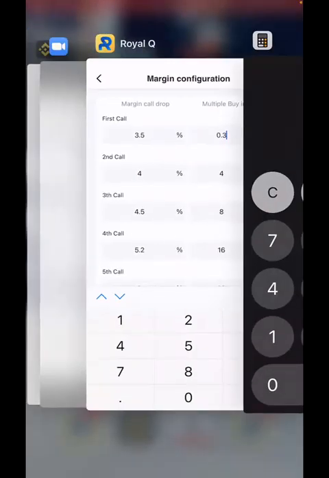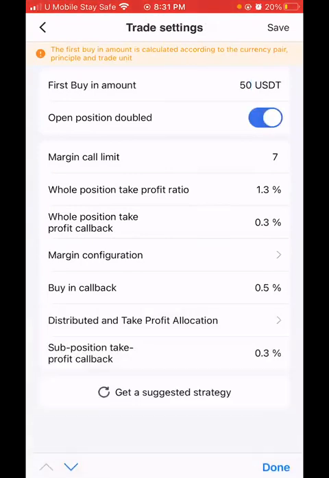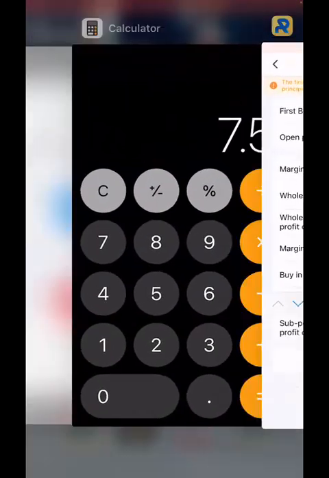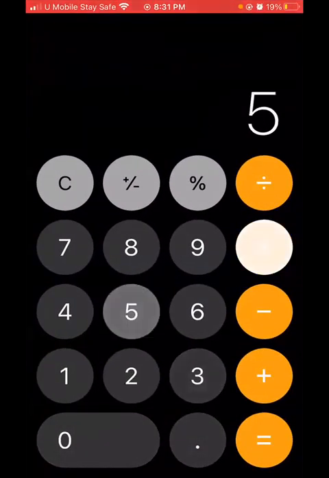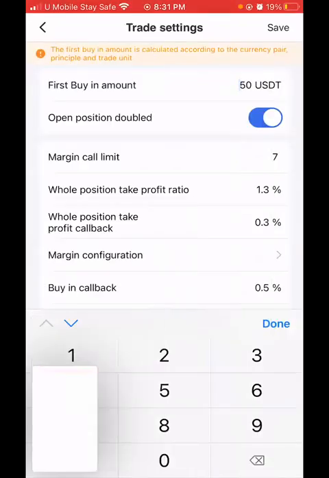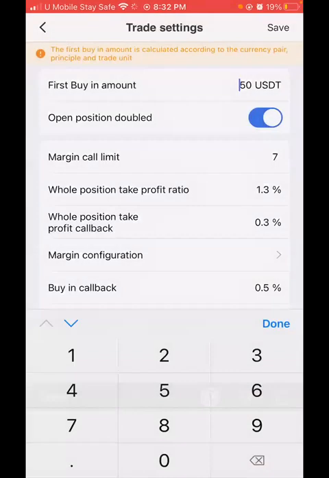Okay. So now, if we open position double, whereby this place is 50, what do you think is going to happen? Because once you open this position double, it means this 25 that is here now becomes 50. What's going to happen? It means 0.3 times 50. Did you see? It doubles it. So that is what it means to open this position double. So that's why we don't use it. Just increase the first buy amount instead. Okay, so anytime you see open position double, don't increase it.